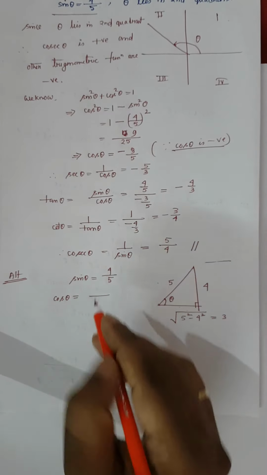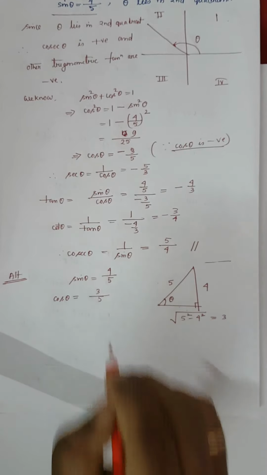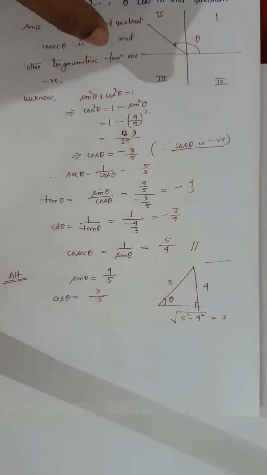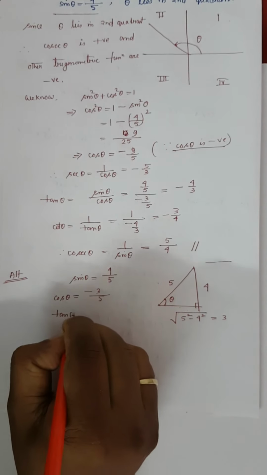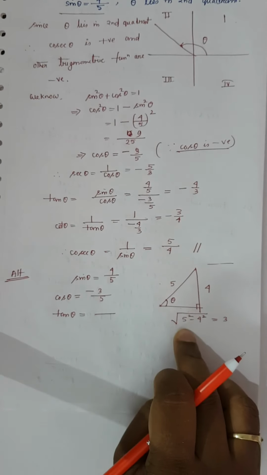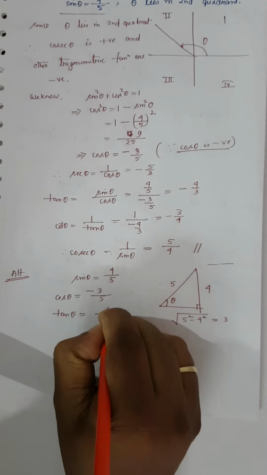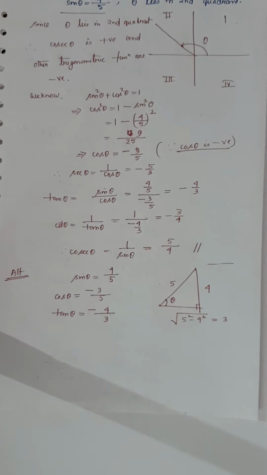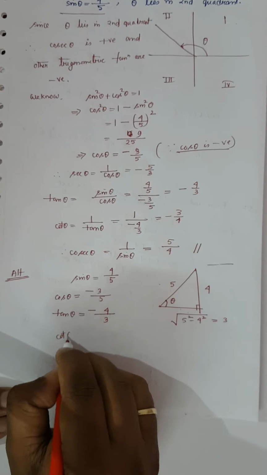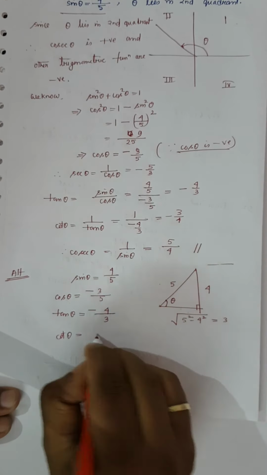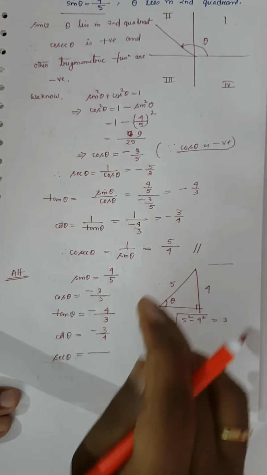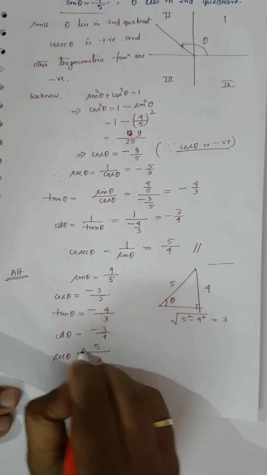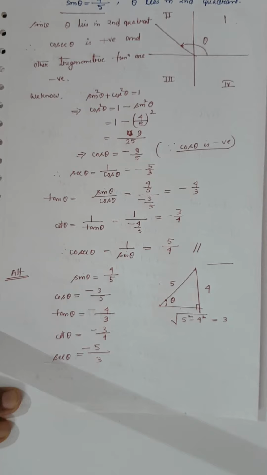So what is cos theta? Base by hypotenuse. But we know the value of cos theta is negative. In second quadrant, cos is negative. So I'll give minus sign. What about tan theta? Tan theta is equal to perpendicular by base. So it is 4 by 3. But again, tan theta is negative in second quadrant. So it is minus 4 by 3. Cot theta will be base by perpendicular. So 3 by 4, again negative sign. Sec theta is equal to h by b. It is 5 by 3, again negative sign. In second quadrant, your sec is also negative.